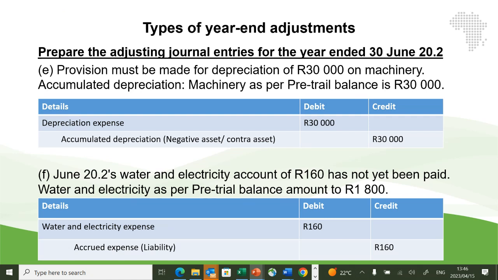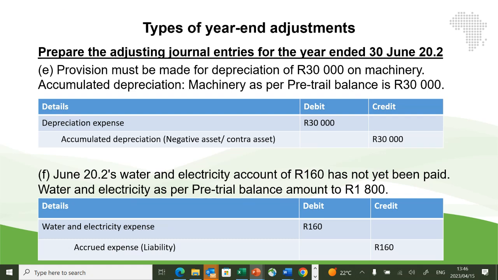Once it's an accrued expense, we have incurred this expense for the month of June, which falls into the current financial year, but we have not yet paid for it. So then we need to credit what? Our accrued expense, which is a liability. We still owe that, and liabilities increase on which side? On the credit side. By how much? By 160. So those were the adjusting journal entries, or your year-end adjustments that you needed to perform on this exercise.